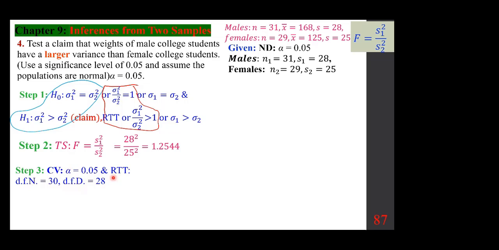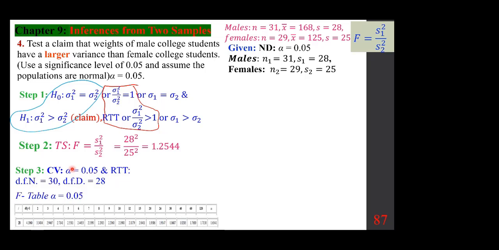There are quite a few tables having F distribution. You have to first and foremost pay attention to the choice of alpha. That's the first thing you want to look at, alpha of 0.05. So F table, alpha of 0.05. I know it's hard to read, but all across, you read degrees of freedom as follows. This one is 30. This one is 28. And we end up with the number that is 1.8687.